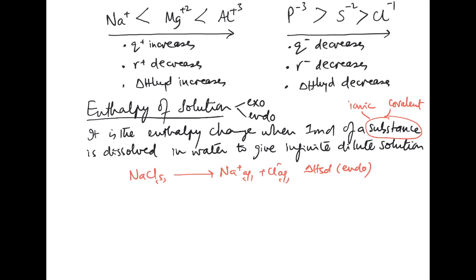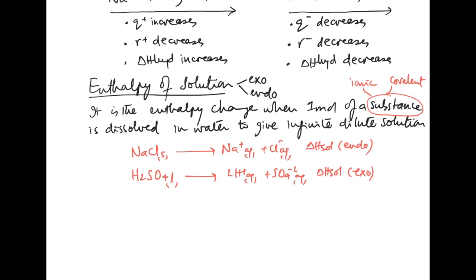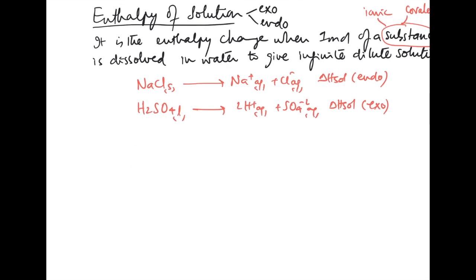But if I dissolve sulfuric acid, a covalent compound, in water, it gives 2H+ aqueous plus sulfate aqueous. Its enthalpy of solution is exothermic. So can you see that enthalpy of solution can be of ionic or covalent compounds, and it can be exo or endo. While learning enthalpy of solution, you must know that it can be calculated experimentally as well as theoretically.